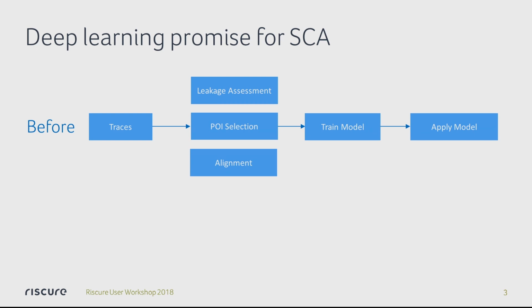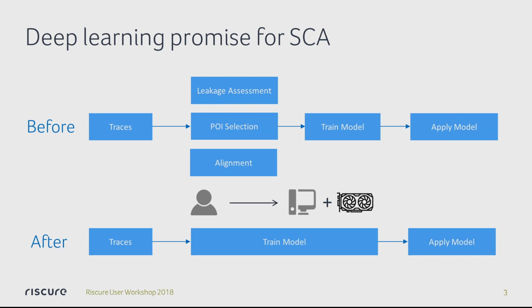In the current situation, if you use CPA, template attacks or other more basic methods, we always need to pass through many steps, and this requires a lot of background knowledge on every single step that you perform in sidechain analysis. It goes from acquisition, through leakage assessment and points of interest selection, where you identify where your device is leaking information, to alignment and filtering. And when you do supervised learning like template attacks, you need to train a model, make it efficient, and apply the model.